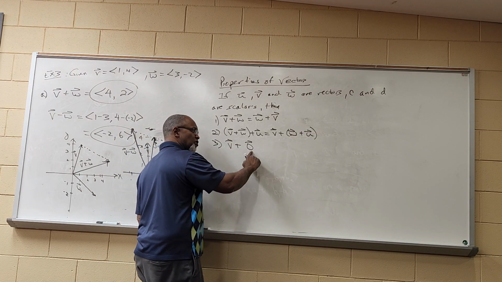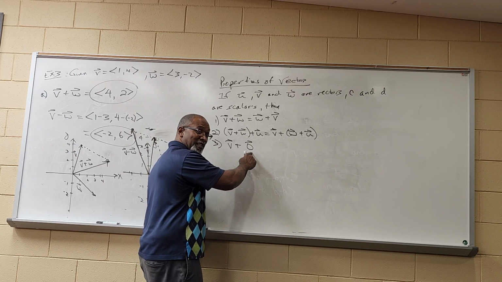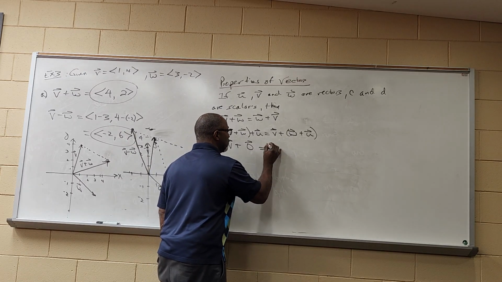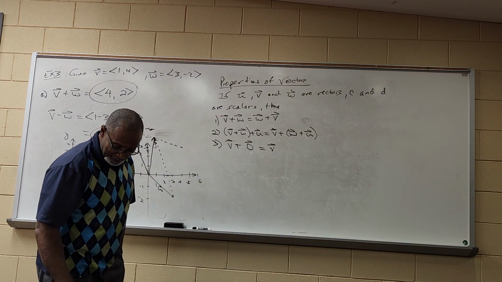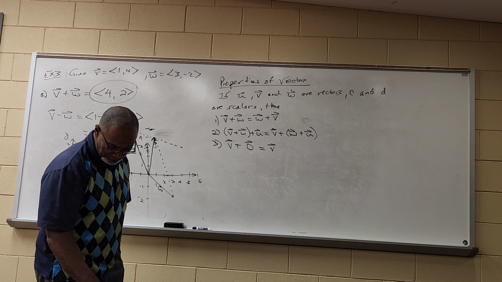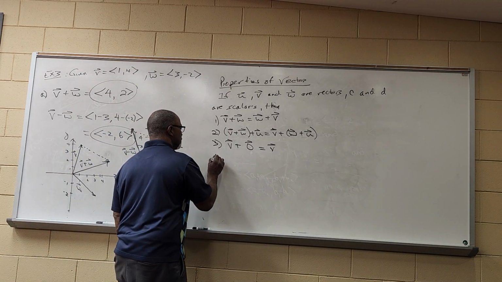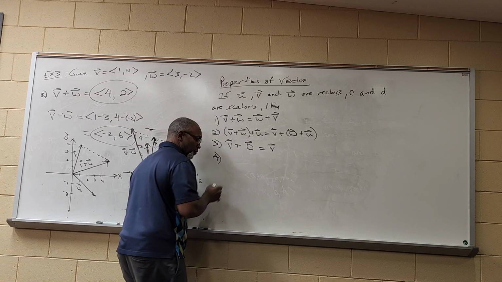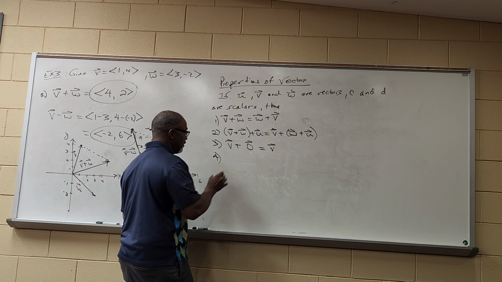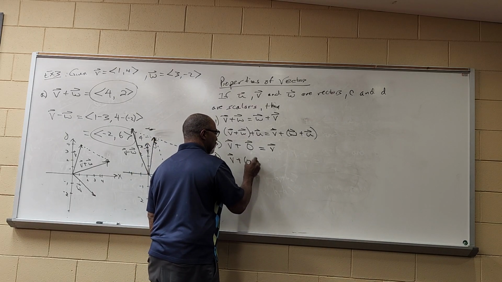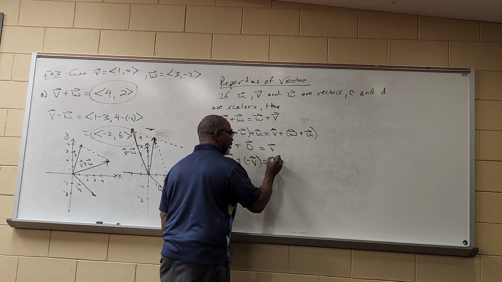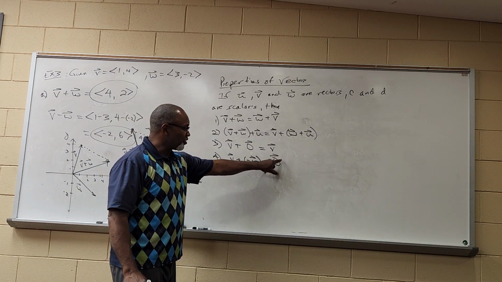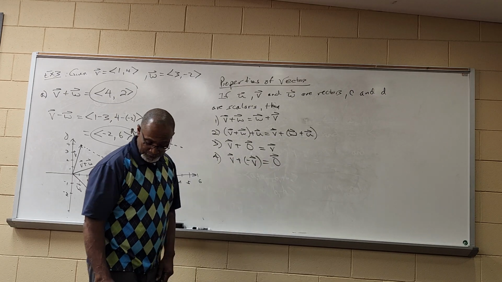Number three, there's an additive identity. A vector V plus the zero vector. Now that's the zero vector. That is not the same thing as zero. This is a vector. That's equal to vector V. That's that additive identity, just like you have in the real numbers. Number four says that V plus negative V, vector V plus the opposite vector, is the zero vector. Now again, this equals a vector zero, not a scalar zero.